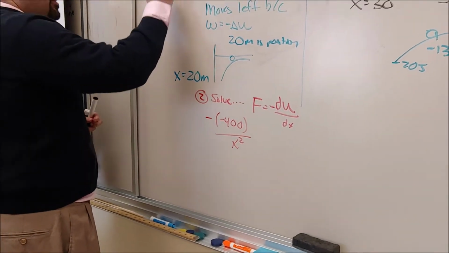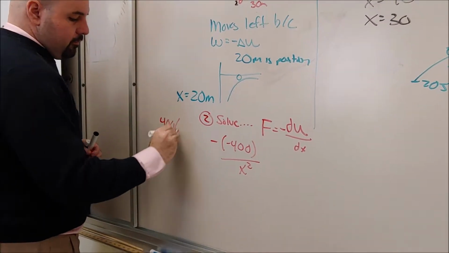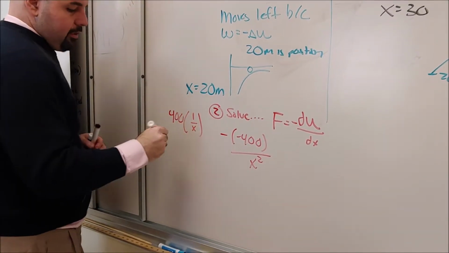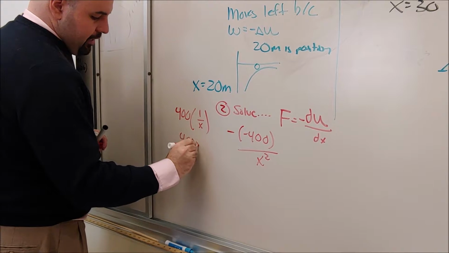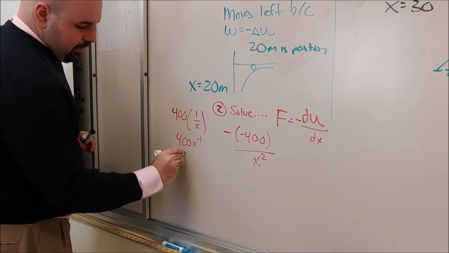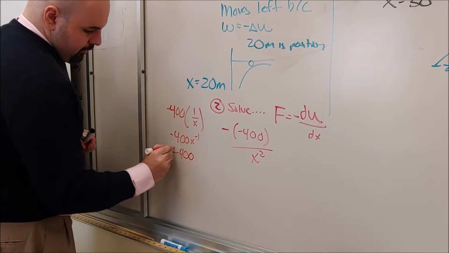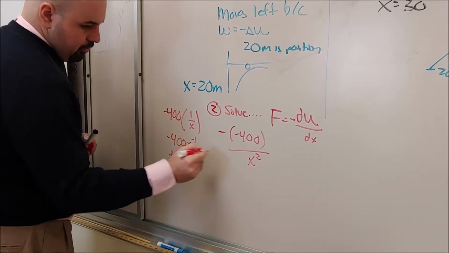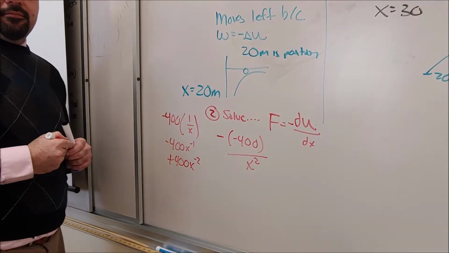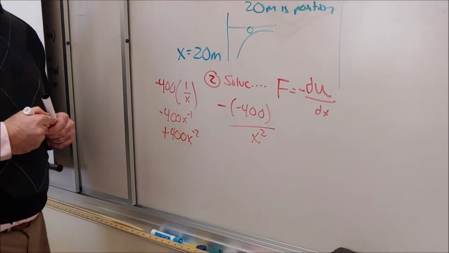Nope. No. It's going to be 400 times 1 over x. Same as 400 times x to the minus 1. That becomes negative, and this is negative 400, so that becomes 400 times -1 times x to the -2, and that's what I get here. Okay. Are you cool with that or uncool?